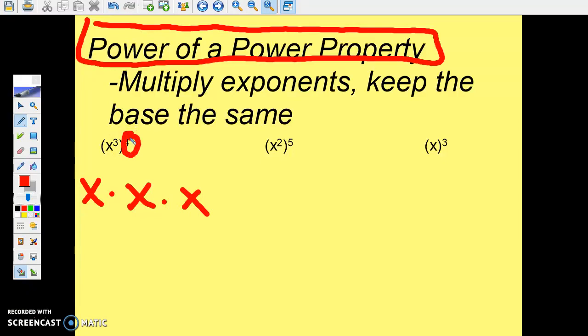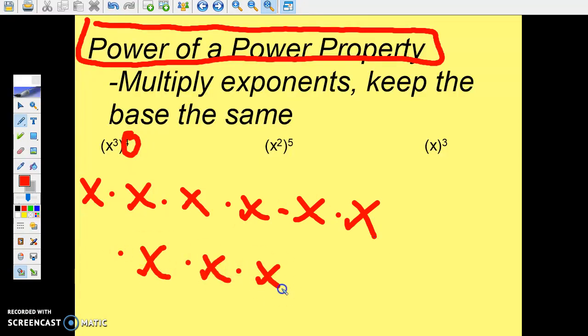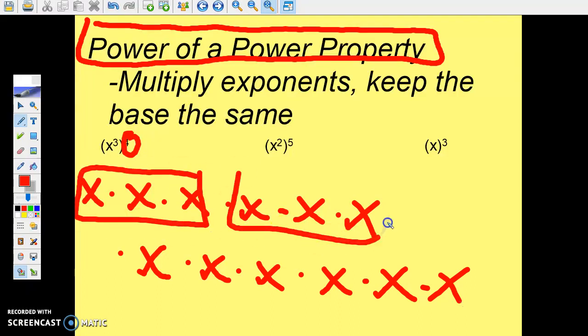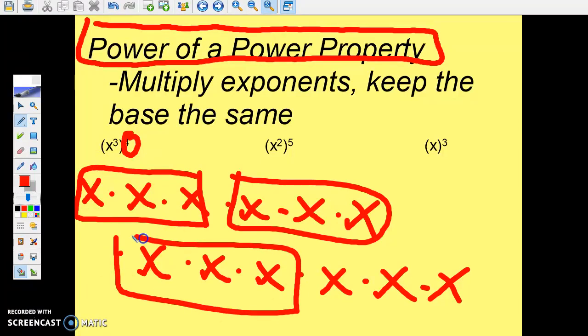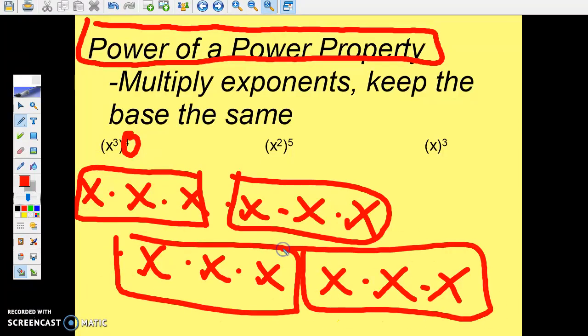So if we continue that, there's 1. Here's my next group of x times x times x. There's 2. And then times x times x times x. So there's 3 sets of x times x times x. So I now have 4 sets of x to the 3rd power. I have one here, I have one here, I have one here, and I have one here. So how many total x's do you have? You can count all those up and see that you have 12 total x's.